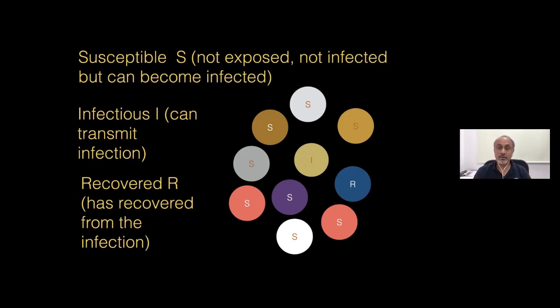So if you're susceptible, you've not been exposed to the disease, you're not infected by the disease, but you could potentially become infected. If you're infectious, you can transmit the infection from yourself to someone who is susceptible. If you have recovered from the infection, therefore you cannot fall ill again. You're not susceptible again. You're now permanently recovered from that particular disease.